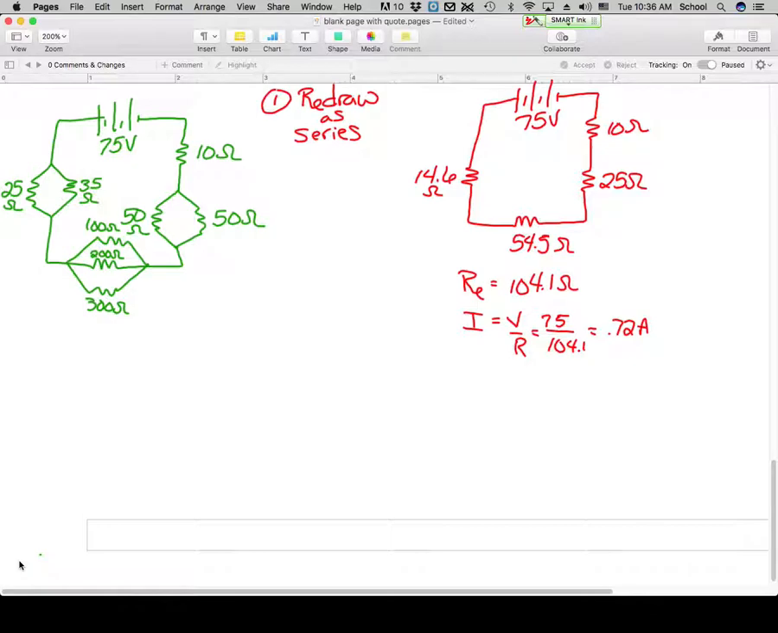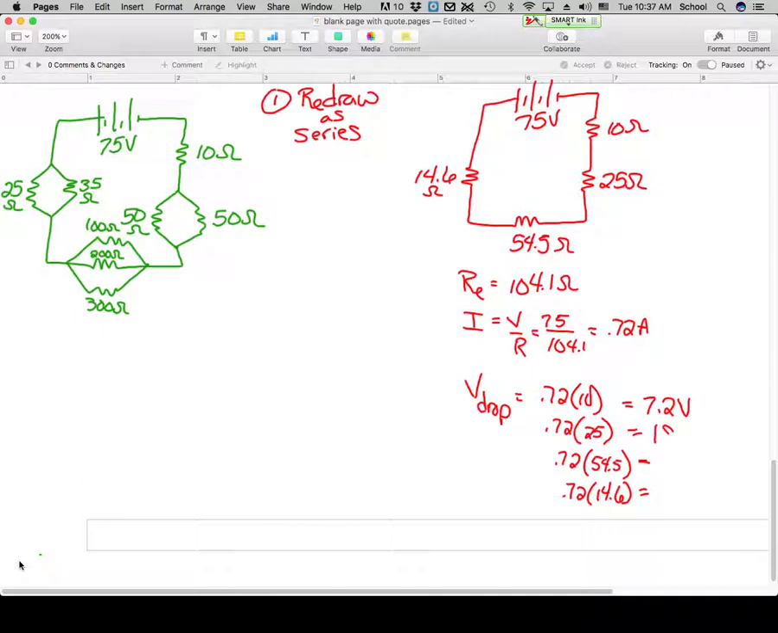Then we want to find our voltage drops. So we're going to have 0.72 times 10, 0.72 times 25, 0.72 times 54.5, and 0.72 times 14.6. 7.2, just move the decimal.